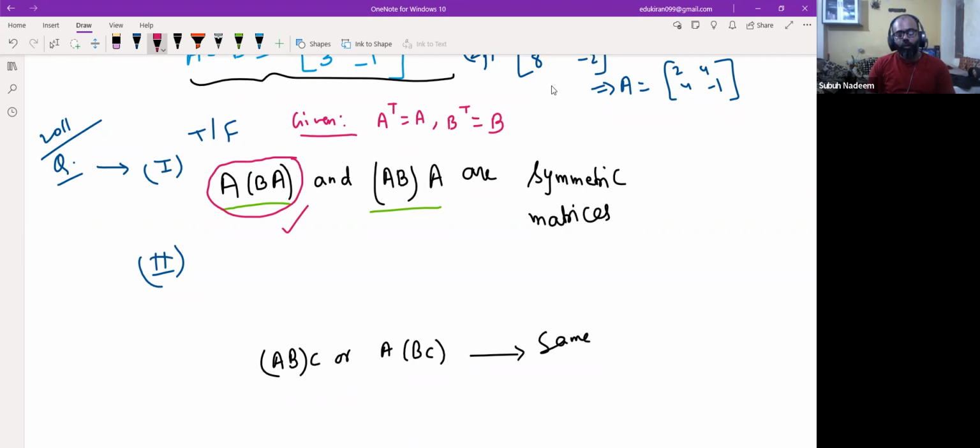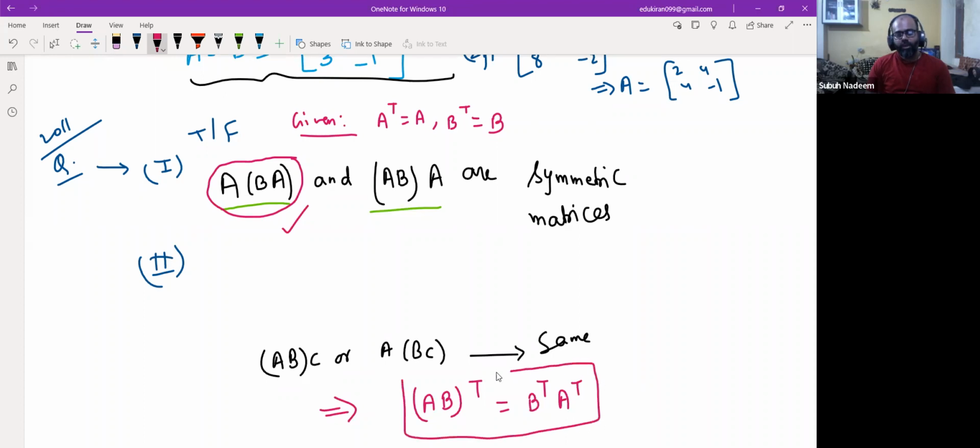Meanwhile, let me tell you one property also which will be used here. It is a very, very important property that if you multiply two matrices and you take the transpose, it is equal to taking the transpose and multiplying in the reverse order. Just remember this, that the transpose of A into B is B transpose into A transpose. It is not A transpose into B transpose.